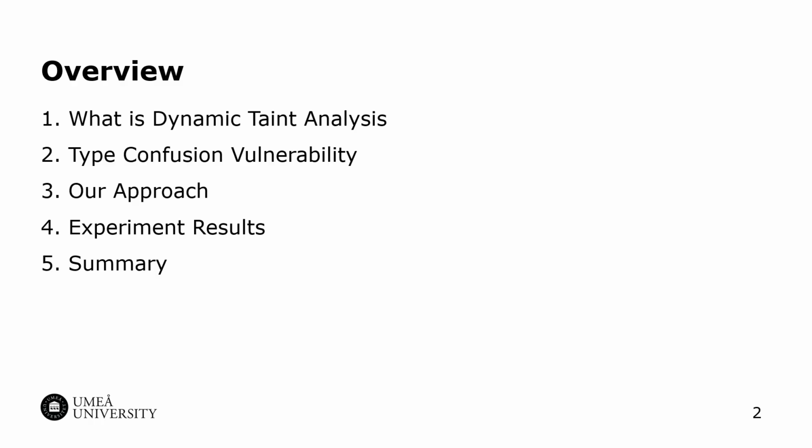Here is a quick overview of today's talk. I will first give a brief introduction to dynamic taint analysis, what it does and how it's used. Then I will walk you through the core vulnerability we're exploiting, type confusion. After that, I will explain our approach and how the attack works in practice. Then I will show experimental results on two real-world tools, Phosphor and Tendroid. Finally, I will wrap up with a short summary.